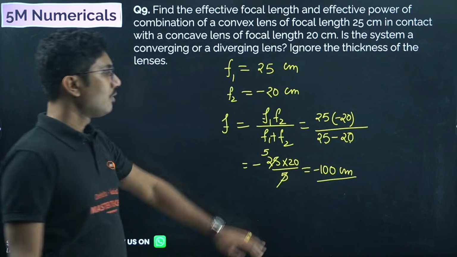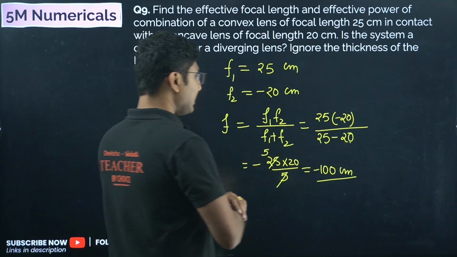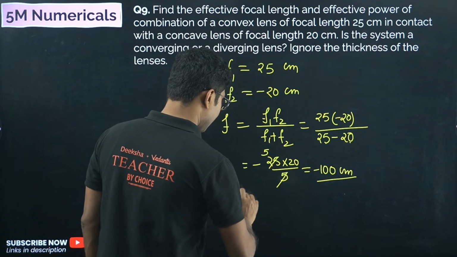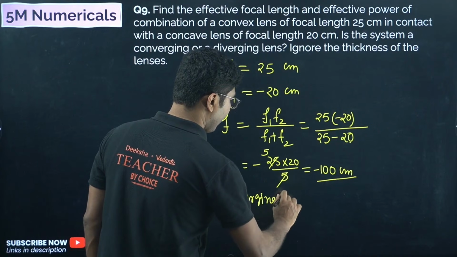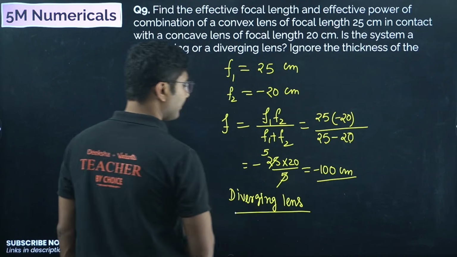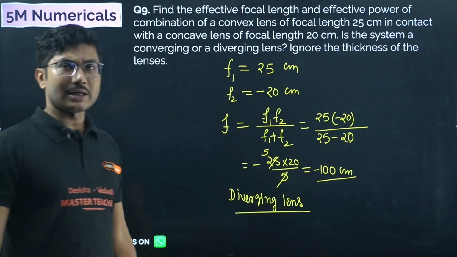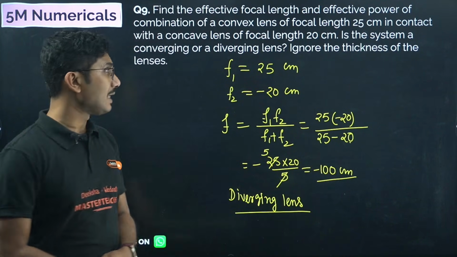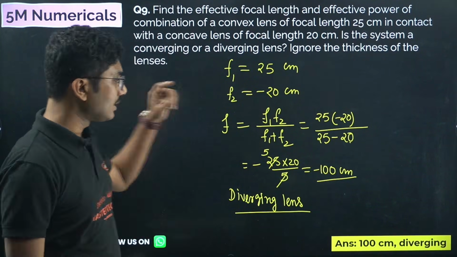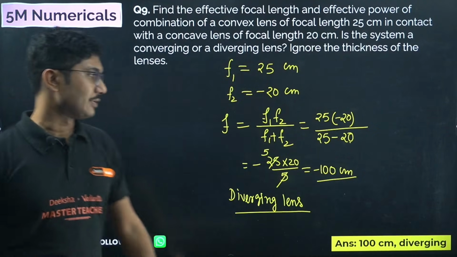So if the focal length is negative, then it is a diverging lens. Okay, diverging lens means it's a concave lens. Convex lenses are converging, concave lenses are diverging. Equivalent focal length negative means it's a diverging lens. So the correct answer is 100 centimeter and diverging lens.